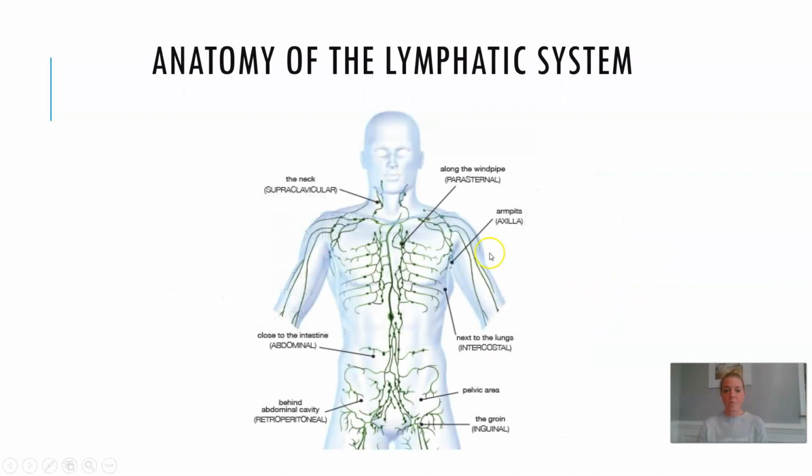So here's just another picture. Again, different diagrams. It's again an open system, and it's primarily located in the head, neck, and trunk area. You don't have nearly as many lymph nodes or lymph vessels in the extremities, so in the arms and legs.